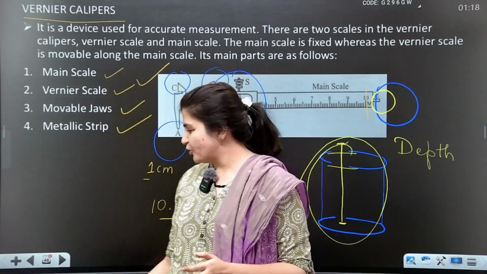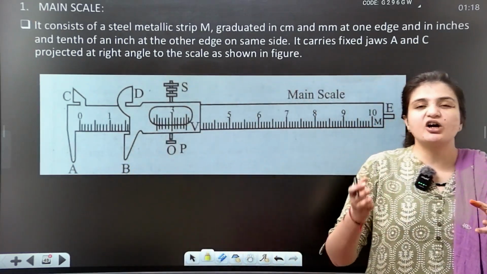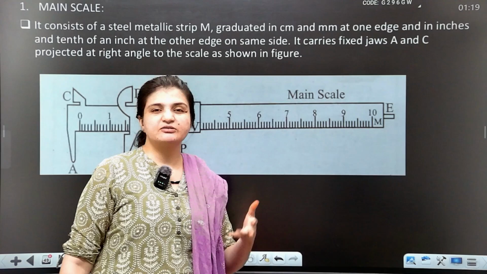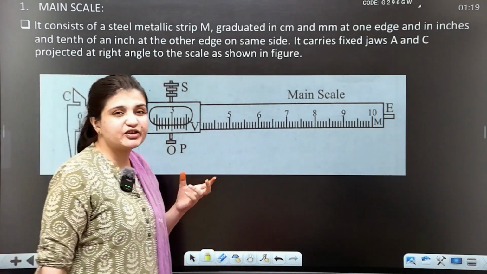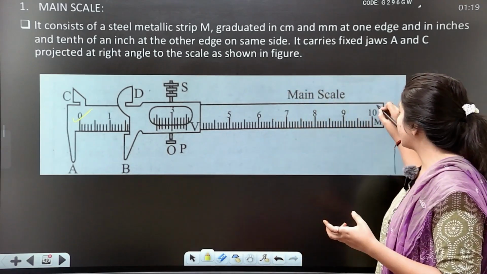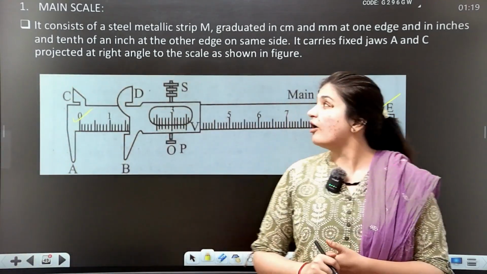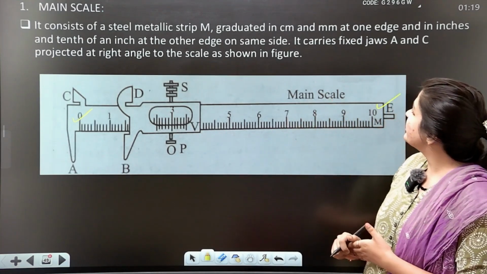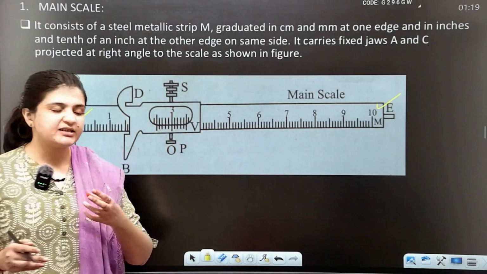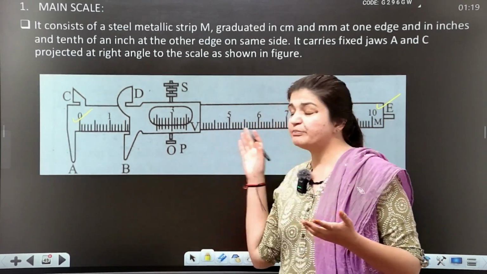Okay, students, now we can go further. Now we will describe each of the parts of this vernier caliper. We have the main scale, in which we have a reading from 0 to 10. It consists of a steel metallic strip M, graduated in centimeter and millimeter. We can read it either in centimeter or in millimeter, and we can have the measurement in inches.